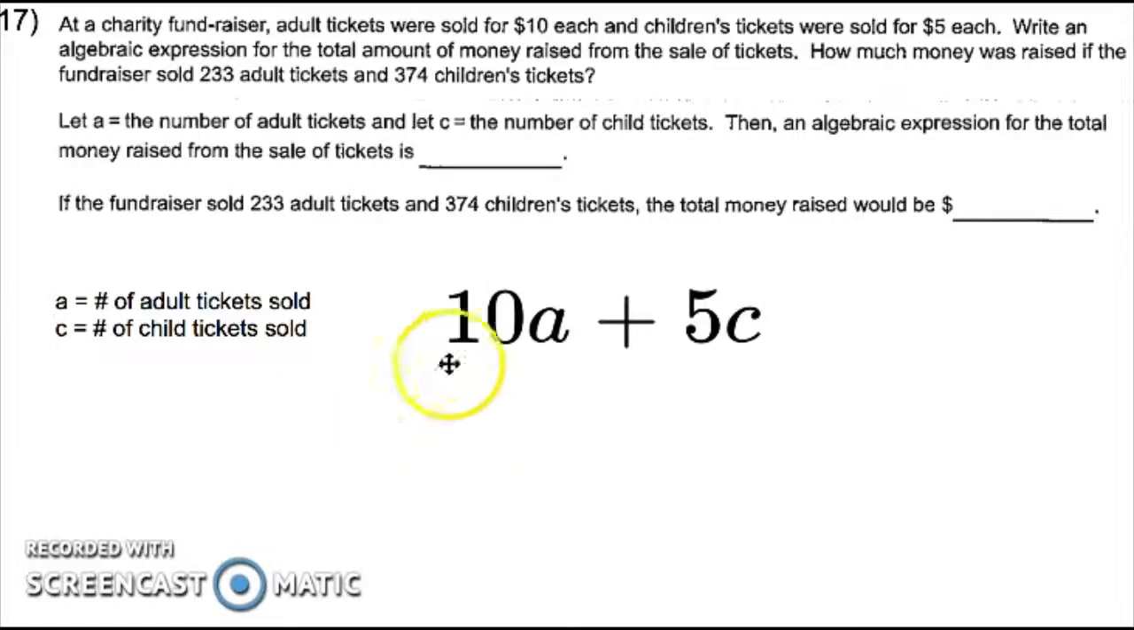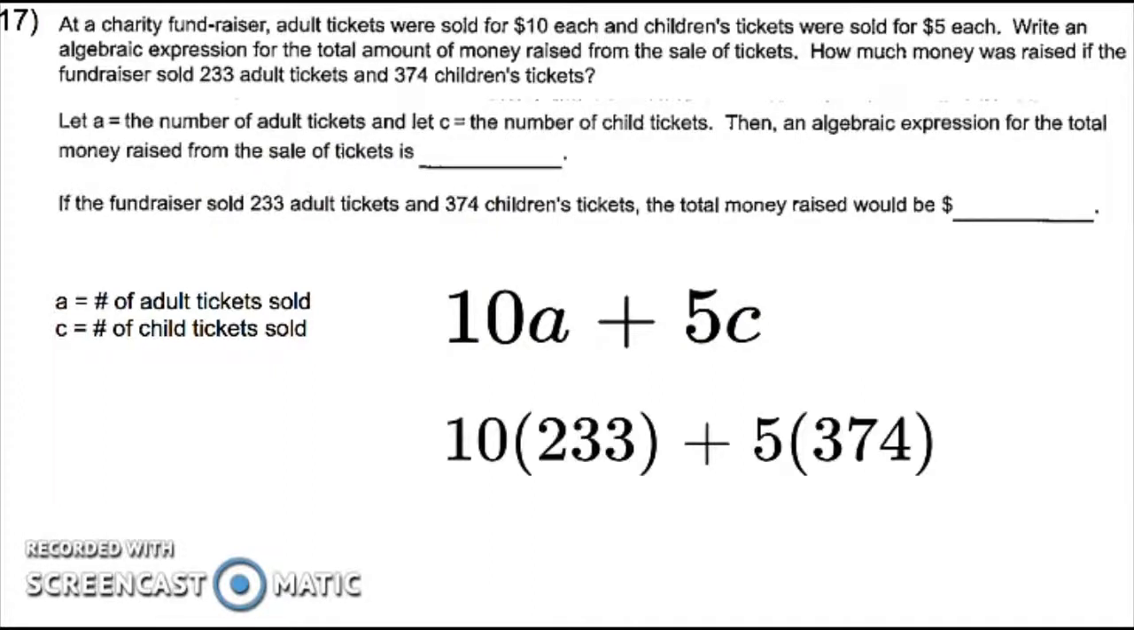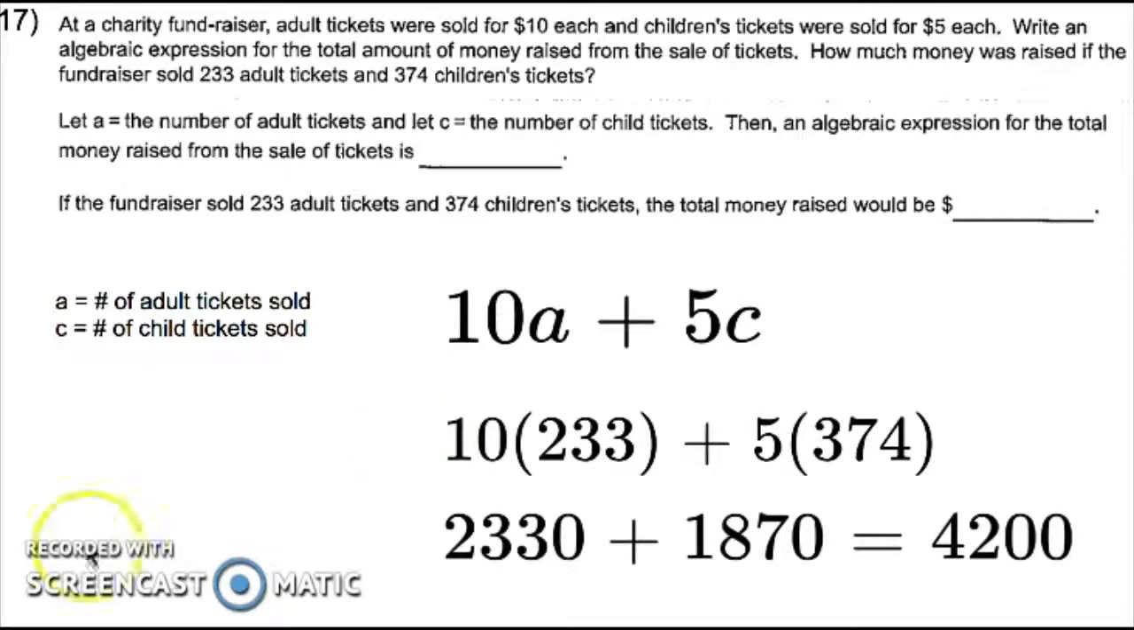Okay, our total would be when we substitute the amount of adult and child tickets sold in for A and C. So you're going to put 233 in for A and 374 in for C. So multiplying that, we get 2,330 plus 1,870, which gives you 4,200. And that's going to be number 17.